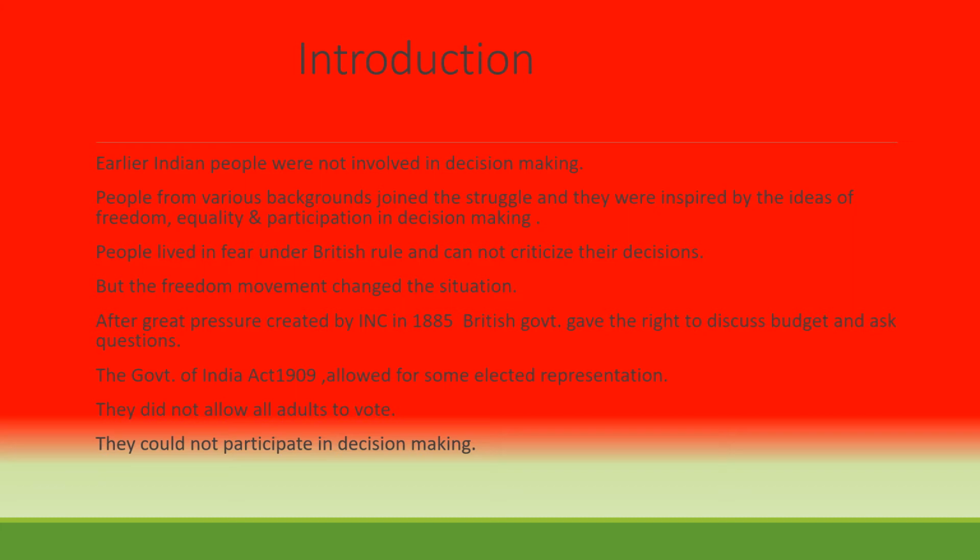After great pressure created by the Indian National Congress in 1885, the British government gave the right to discuss the budget and ask questions. The Government of India Act 1909 allowed for some elected representation, but they did not allow all adults to vote. They could not participate in decision making.